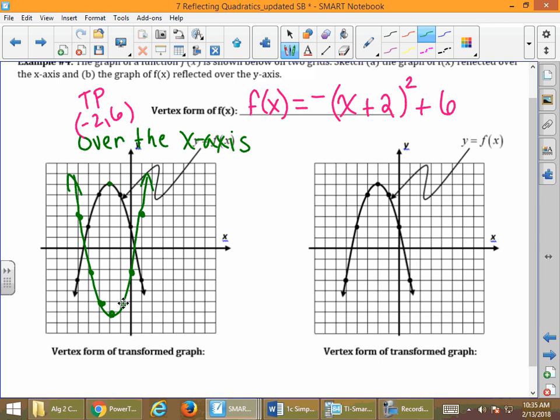There we get our picture of a graph that's already transformed. We've moved it to the left and up. But what's our new vertex? Well, it's negative 2, negative 6.